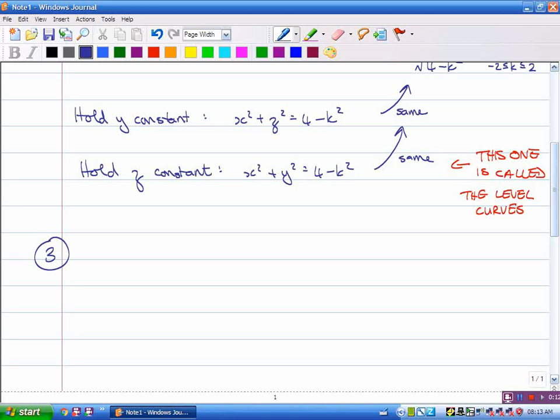Okay, so let's do number 8. This one is f of xy, and you could write z there for that f of xy, equals x squared minus y squared. Okay, so what you would do, the very first thing you do is you replace the z with a k. Do that straight away, okay?